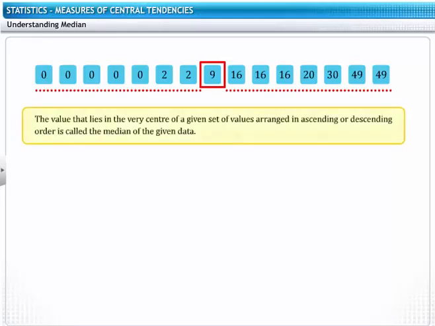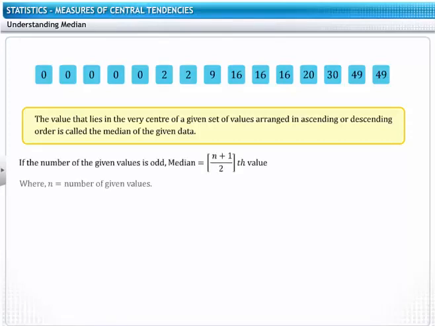The value that lies in the very center of a given set of values arranged in ascending or descending order is called the median of the given data. If the number of the given values is odd, as in this case 15, the median is given by the formula shown here. By the formula, the median of this group of values is the 8th value or the number 9.